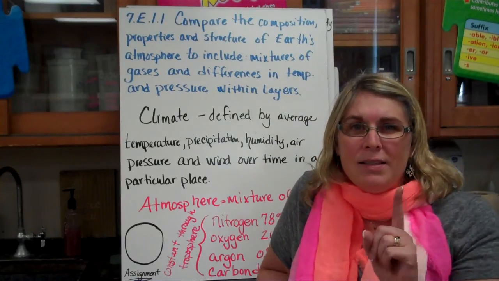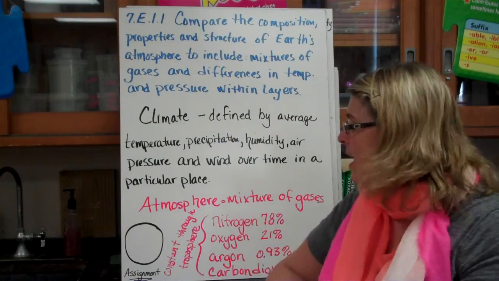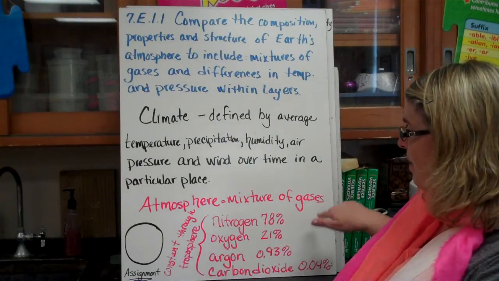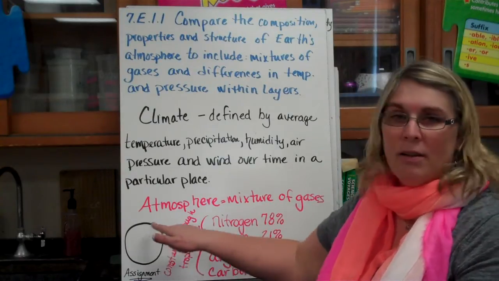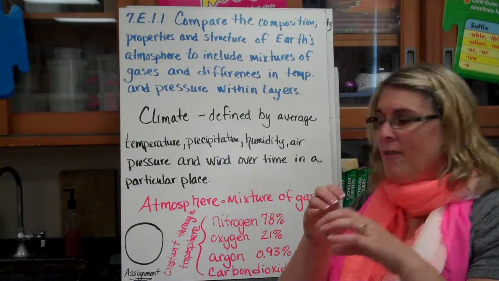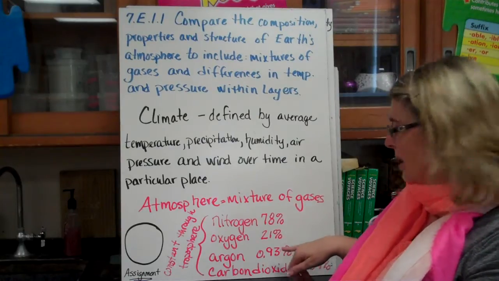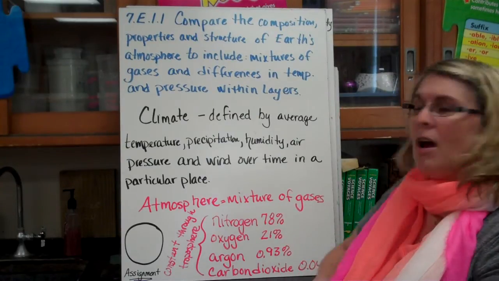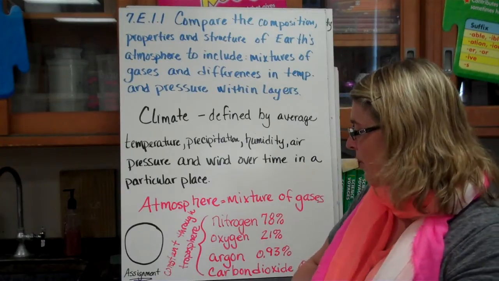Now here you have an assignment. I want you to write this on a separate piece of paper because you're going to need to turn it in tomorrow. And what you're going to do is you're going to take these numbers and you're going to make a circle graph. Okay? And I want you to show me how much of that pie graph or circle graph is represented by nitrogen, and how much of it is oxygen, and how much is argon, and carbon dioxide. Okay, so that's something you must do to turn in for tomorrow.